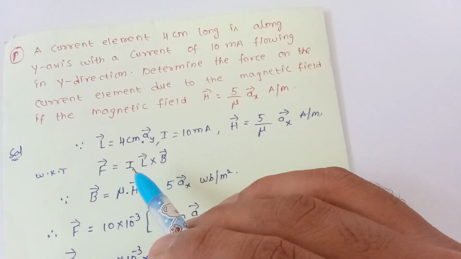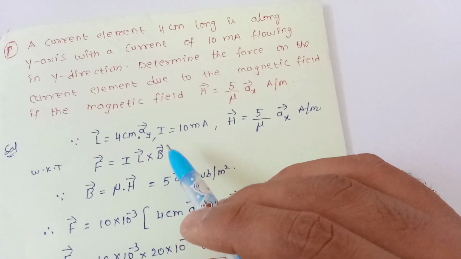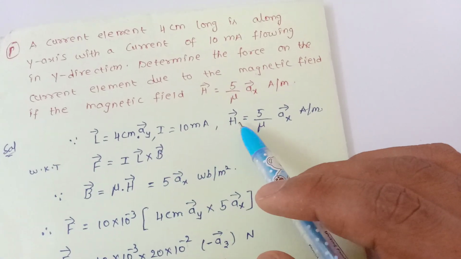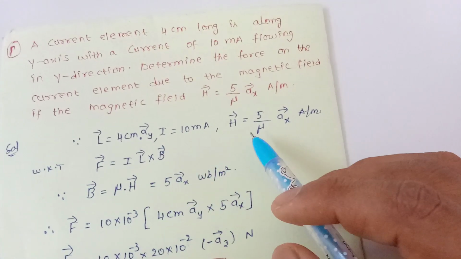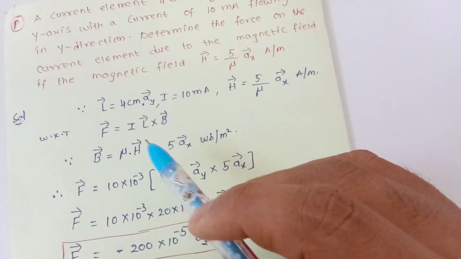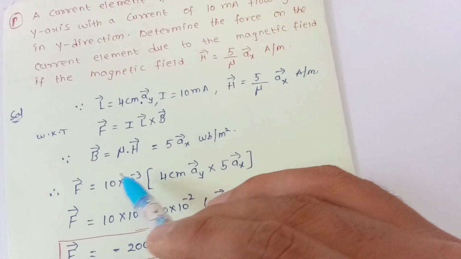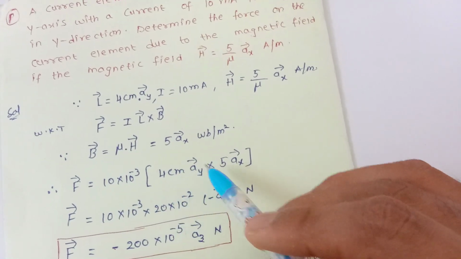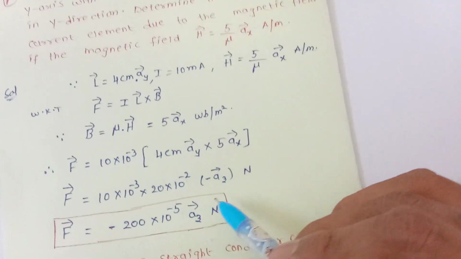We know that F is equal to I L bar cross B bar, then B bar, we know that H, then it becomes mu into H. Simply mu into H, then unit vector along the x direction. Then F is equal to what? I into L vector cross B vector. Then after this you have this.